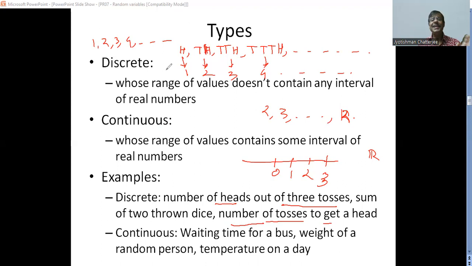See again, these are discrete points. When you draw these numbers on the real number line, you get discrete points, but it does not cover any complete interval. That's the point. That's why this is also discrete.